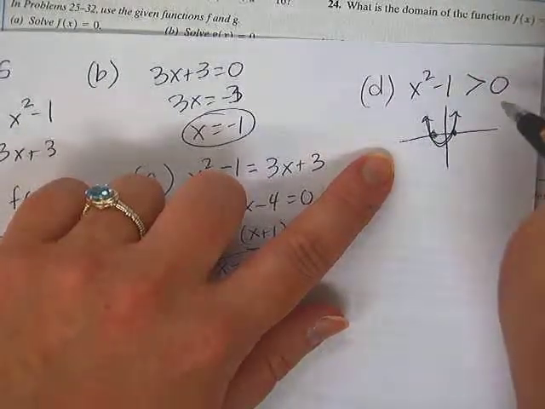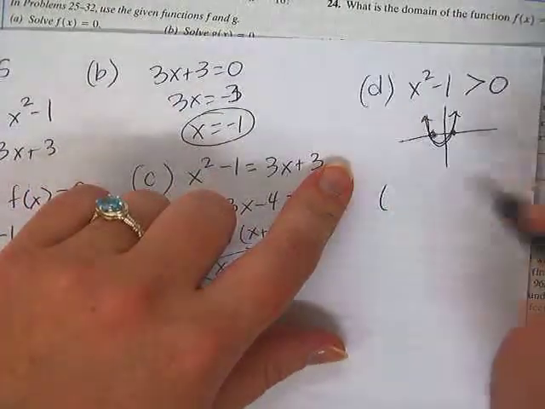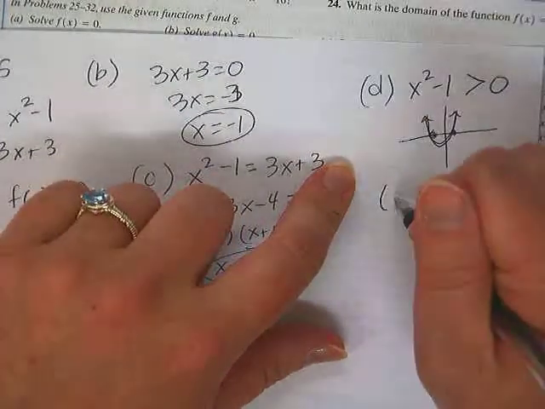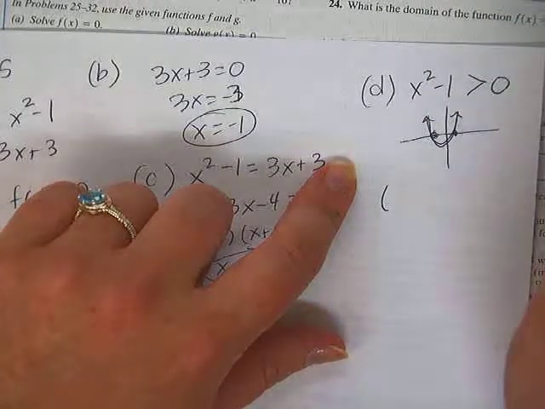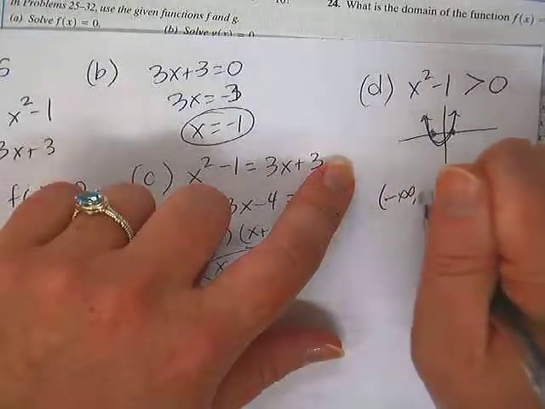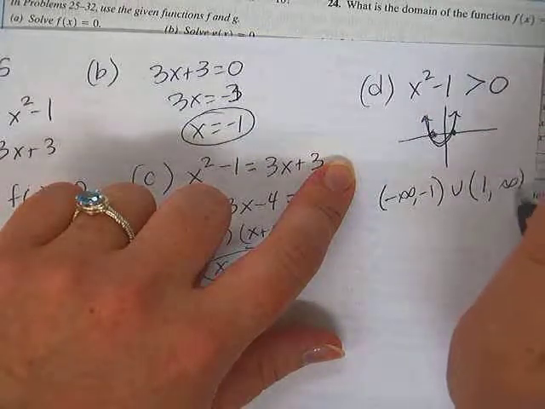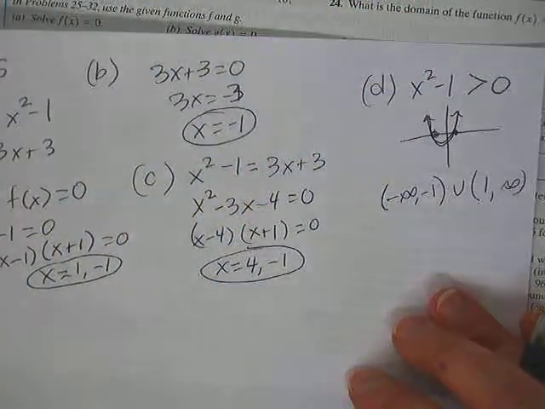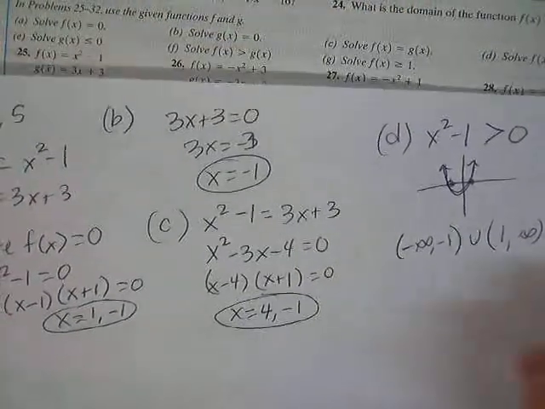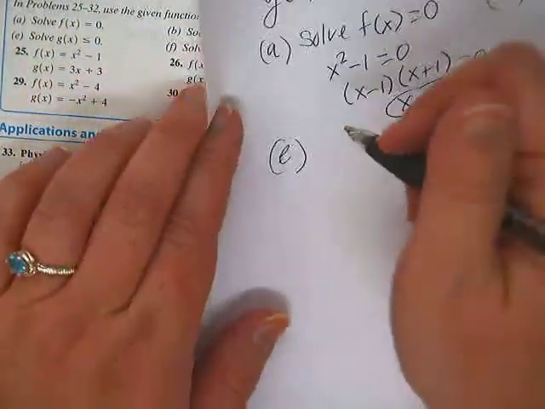So where, I missed my points, but close. Where would this graph be greater than 0? What x values? Above? What x values will be greater than 0? Negative infinity to negative 1 and 1 to infinity is the parts of the graph that are above the x-axis. Okay.